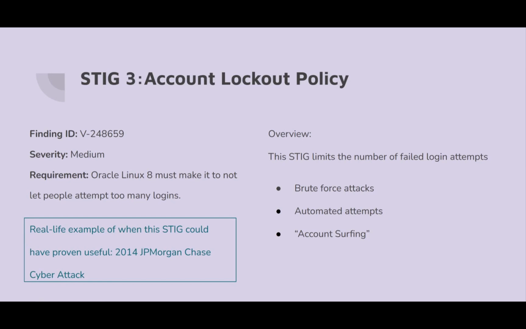A real-life example when the STIG could have proven useful was a cyber attack against the bank JP Morgan Chase in 2014. Cybercriminals used a few different methods, including brute force attacks, which ended up compromising over 76 million homes and around 7 million businesses. Having no lockout policy was not only the main issue in the attack, but it was definitely a weakness that could no longer be ignored.